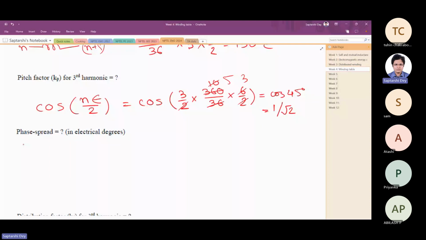2 slots in electrical degrees will be 360 by 36 into 2 in mechanical, into 6 by 2 in electrical. So 60 degree. Right? Phase spread becomes 60 degree.